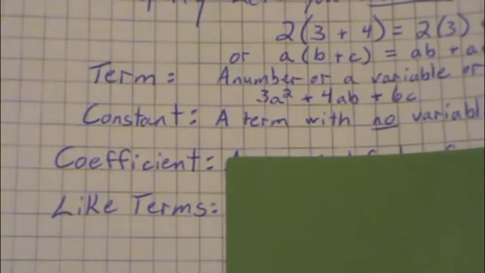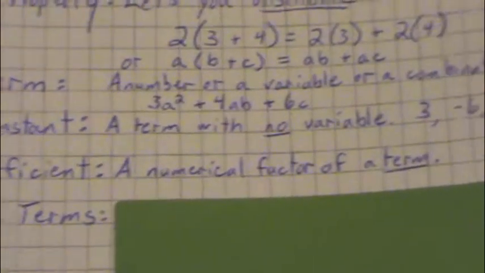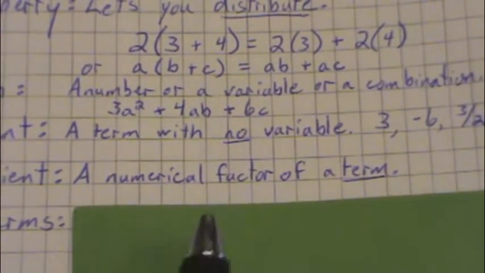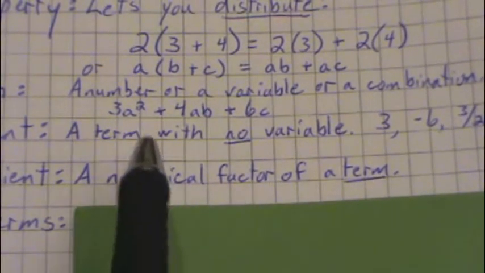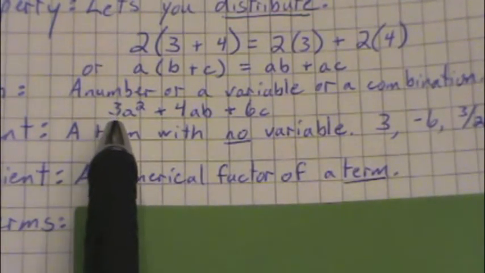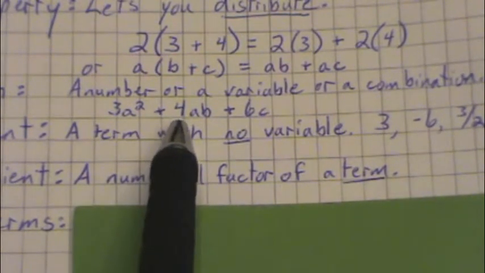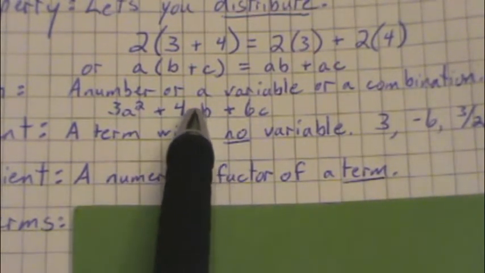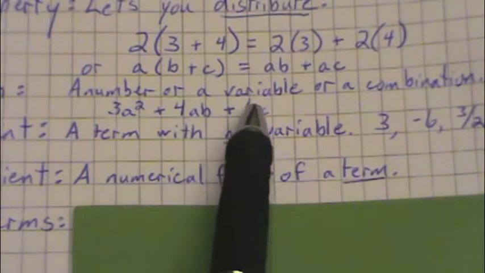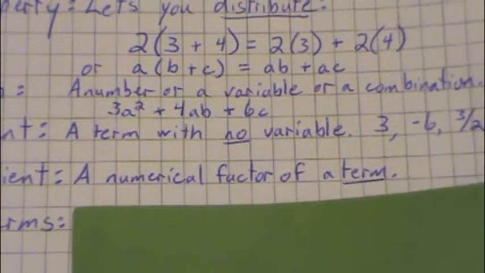Next vocabulary word, coefficient. A coefficient is a numerical factor of a term. Come back up here. 3 is the coefficient of 3a squared. 4 is the coefficient of 4ab. 6 is the coefficient of c.